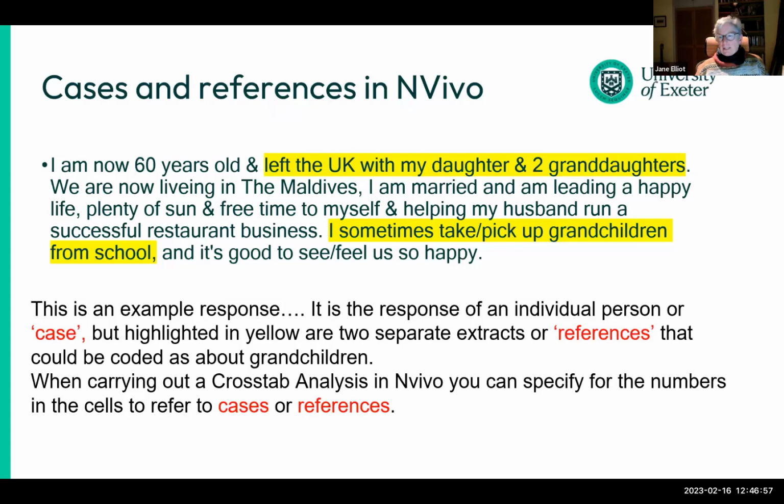And when you're carrying out a crosstab analysis in NVivo, what's clever is you can specify whether you want the numbers in the cells to refer to cases or to references. And of course, if you think logically about this, the number of cases will always be fewer than the number of references. So one case can have many references within it.